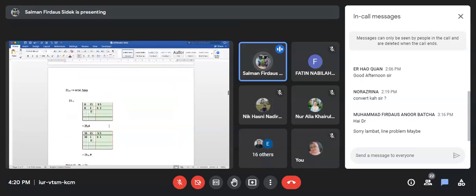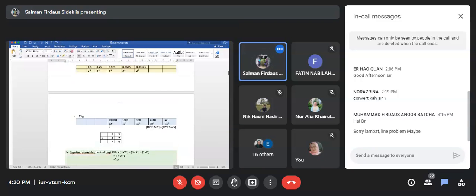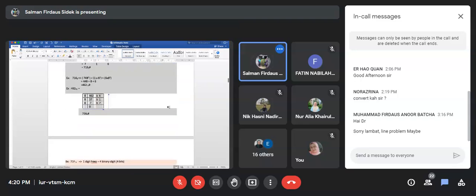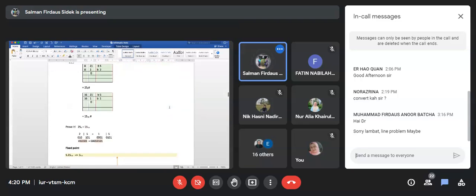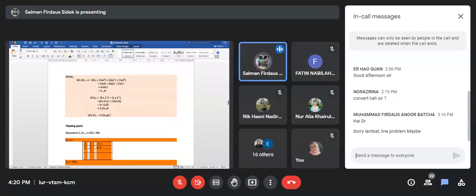I already gave you the table up here. Where is the table? The table for the point. This one, 0.5, 0.25, 0.125. So this is the value of the number before the point, and this one is the value after the point. That is floating point. Then we get back the answer. See? We put 0 here.